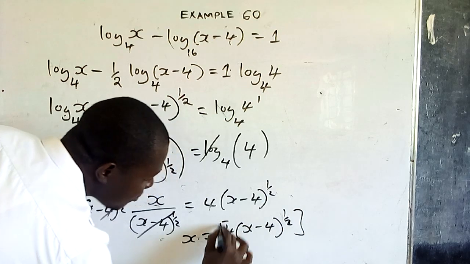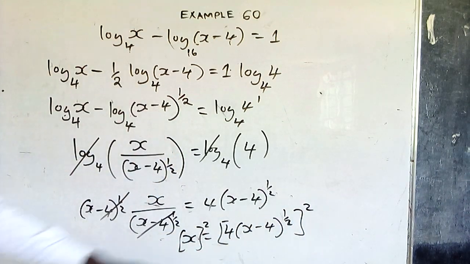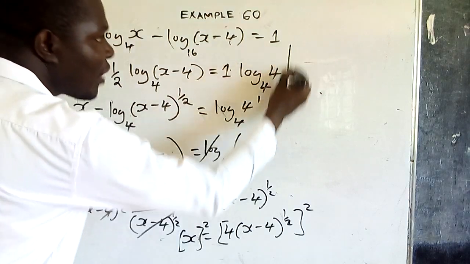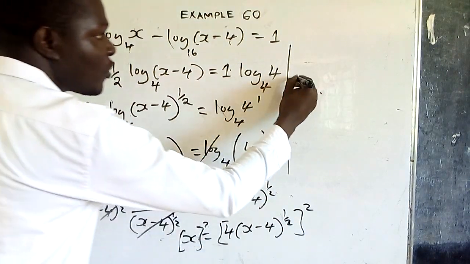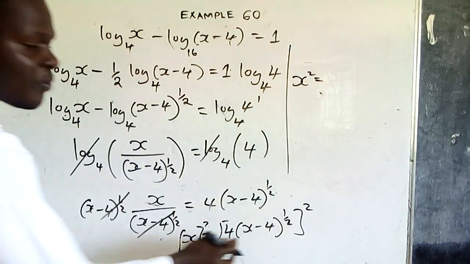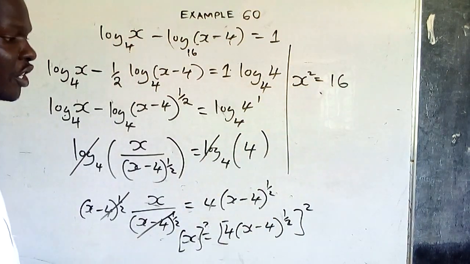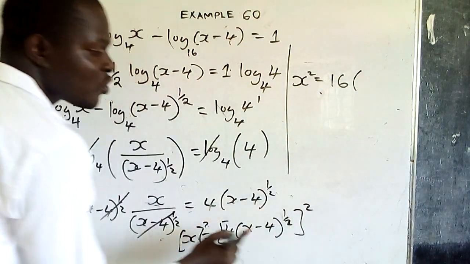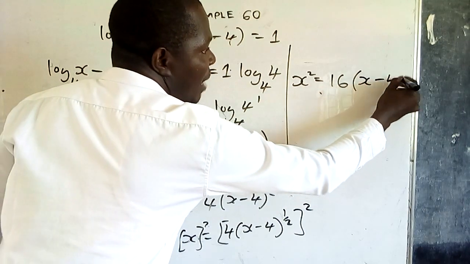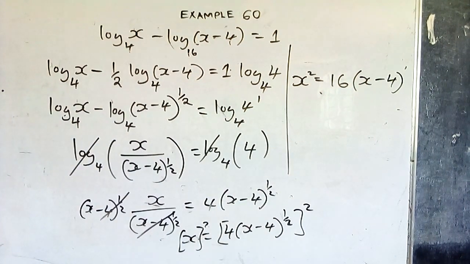So to get rid of this power half, what do we do? We raise both sides of the equation to power 2 to get rid of this power half, isn't it? Is that okay? So if you do that, what do you get? x raised to power 2 is x squared, to be equal to, this power outside is for everything, isn't it? 4 raised to power 2 is 16. Then a half times 2 is 1. So you remain there with x minus 4 raised to power 1, which is just x minus 4, isn't it? So you see that is quadratic?